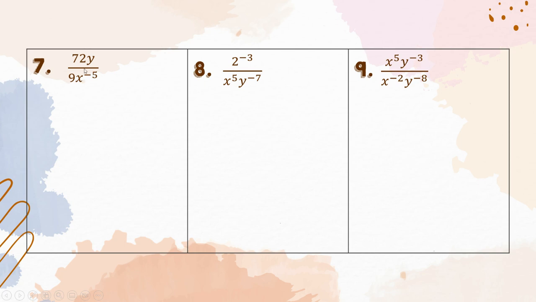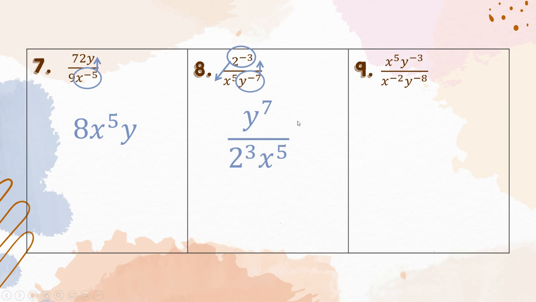In number 7, we would divide our coefficients, 72 divided by 9, and then if it has a negative exponent in the denominator, we do the reciprocal, so we move it up to the numerator, and it would become positive. With the y with the negative exponent in the denominator, we'd have to do the reciprocal and make the exponent positive, and then 2 to the negative 3 with a negative exponent in the numerator, we'd move it to the denominator. So it's going to look like this. Y to the 7th over 2 cubed x to the 5th. X to the 5th already had a positive exponent, so we would just keep that in the denominator. And then we can evaluate 2 cubed. That's 2 times 2 times 2, which is 8.